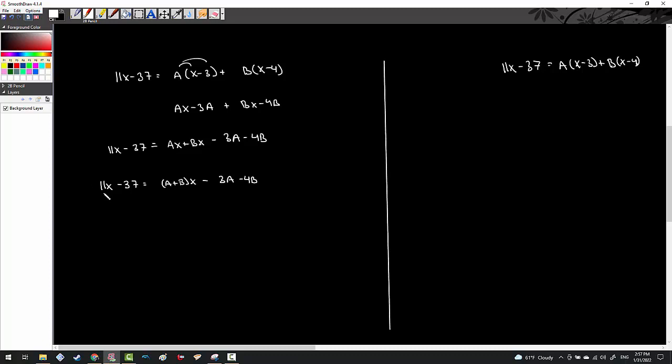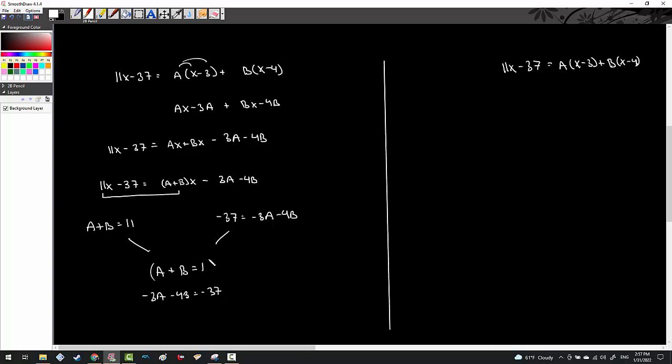So I'm going to go ahead and set these pieces equal to each other. So a plus b would equal 11, because that's the linear portion. Negative 37 would equal negative 3a minus 4b. That's the constant section. And I'm going to set them on top of each other. I'm going to solve this. We're back in Integrated 1. I'm going to solve it like a system. So negative 3a minus 4b equals negative 37.